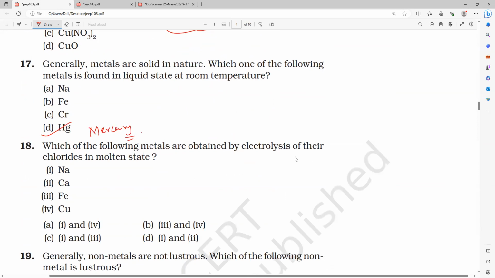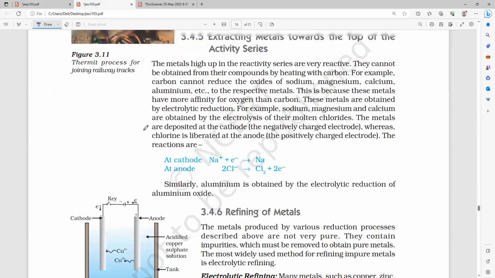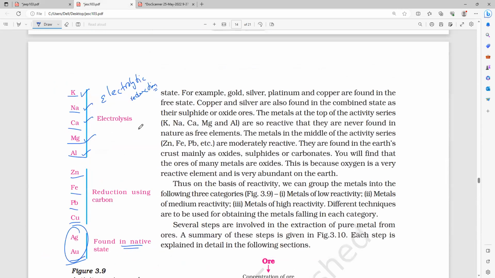Mercury. Next, which of the following metals are obtained by electrolysis of their chlorides in molten state? Electrolysis of chlorides in molten state. Yes, please. Chlorides in molten state. That is what electrolysis is. Again, same. What are the metals? Chlorides in electrolysis state. So again, same.